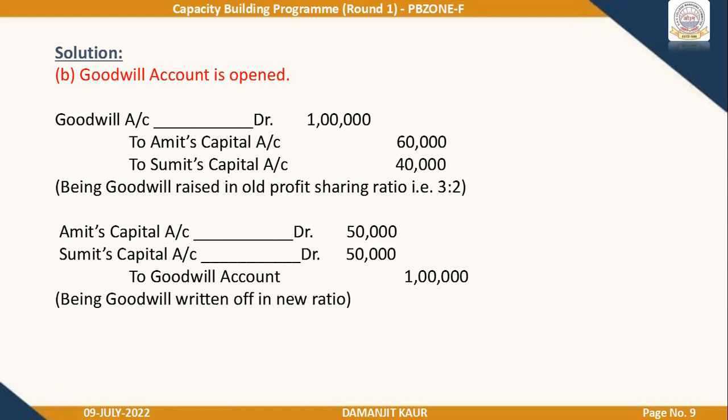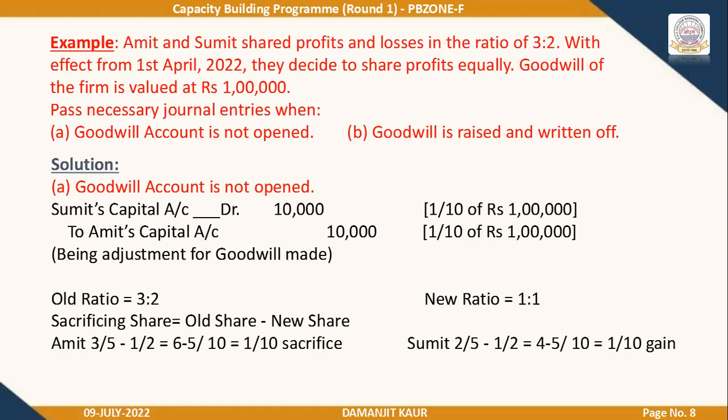Similarly, Amit is credited with 60,000 in the first entry and debited with 50,000 in the second entry. So the net effect is that Amit has got a credit to his account of 10,000. Sumit has got a debit of 10,000. Amit has got a credit of 10,000. So this comes to the net entry only.